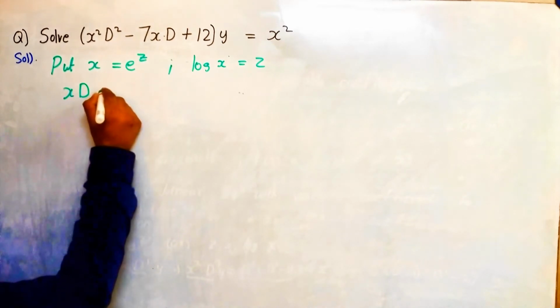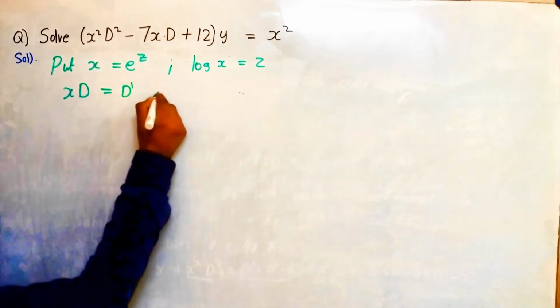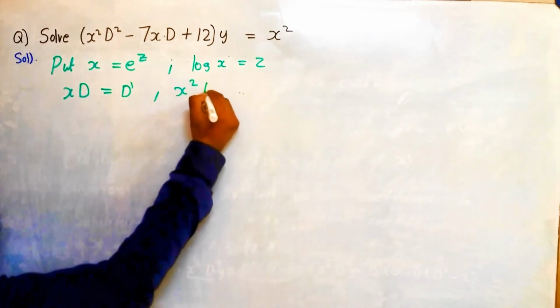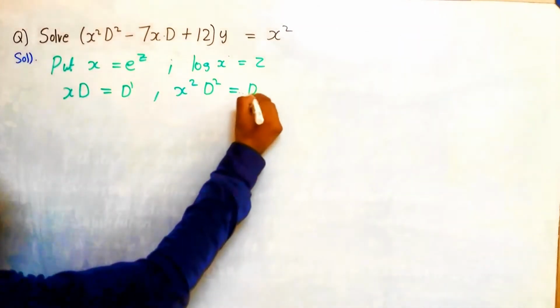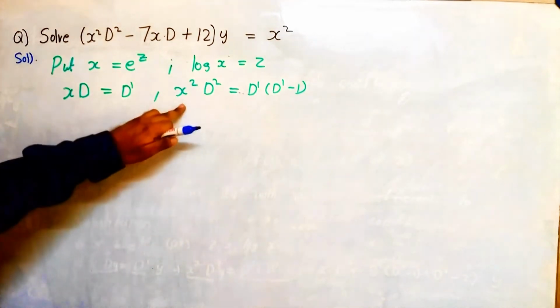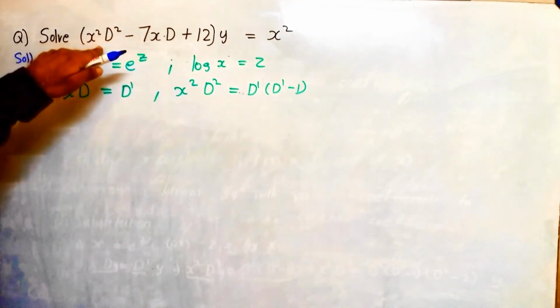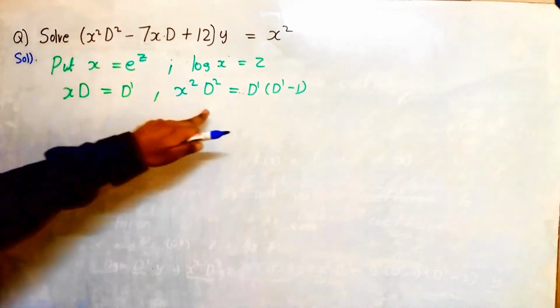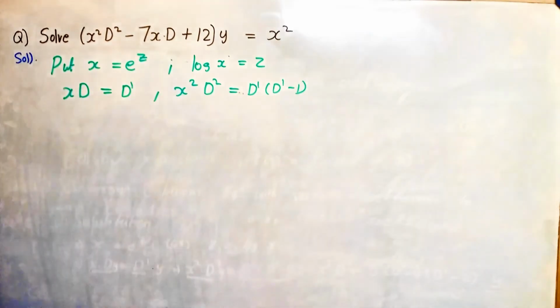Next, substituting x D is equal to D dash. Similarly, x square D square is equal to D dash into D dash minus 1. We have to write only up to x square D square because the maximum degree is x square here. So this is the maximum replacement. These are the things you have to replace. Now let's go on solving the problem.